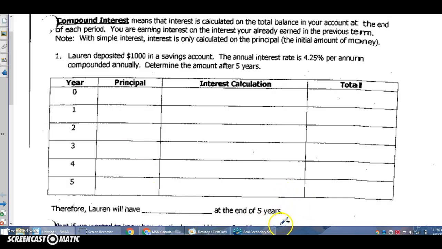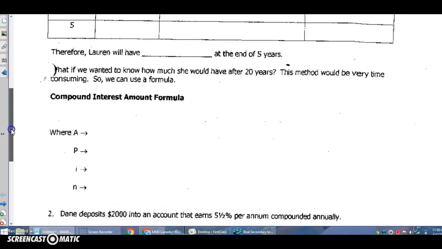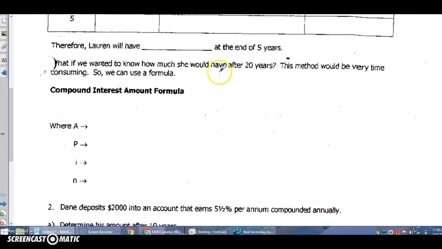we have annuities, we have present value of both. So let's take a look. First, this video is day 1. It's a 3-day mini unit here, and we're going to look at compound interest.